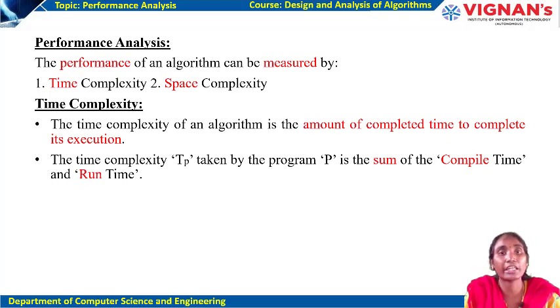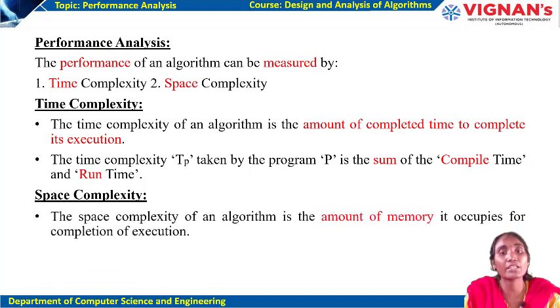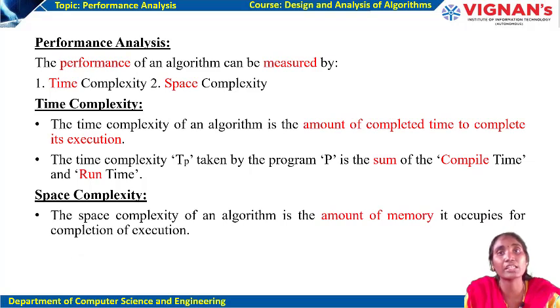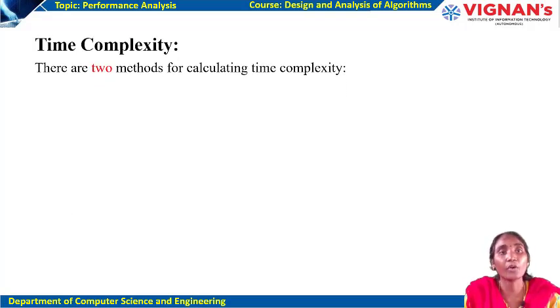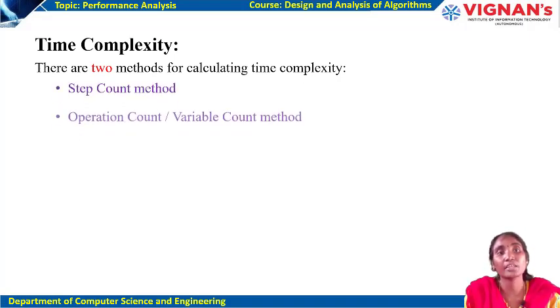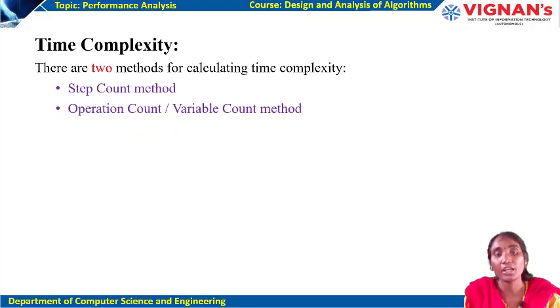Now the time complexity Tp taken by a program P is the sum of compile time and runtime. The compile time depends upon the processor which we are using, whereas the runtime depends upon how we have implemented our algorithm or program. Now space complexity of an algorithm is the amount of memory it occupies for completion of a particular algorithm. To measure time complexity, we have two methods. One is the step count method, the other one is the operation count method.